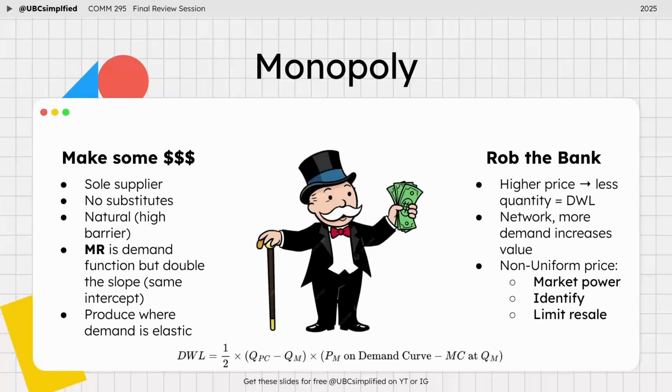And then monopolies can charge one price for everyone, but they can also do this thing called non-uniform pricing. They can do this if they have market power, they can identify different types of consumers, and they can limit the resale. So I can't sell to Patrick for undercutting the monopoly price. Otherwise, that wouldn't allow for non-uniform pricing.